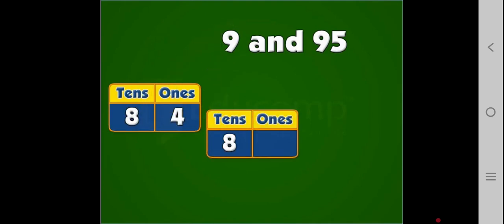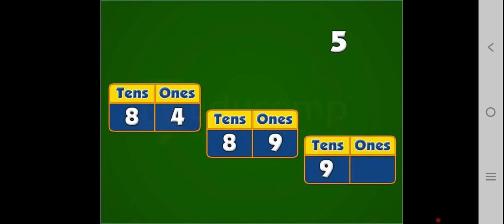Now let's take three other numbers. Let's compare and order the following numbers, 84, 89 and 95. Let's first break down the numbers like we have been doing so far. So 84 becomes 8 tens and 4 ones. 89 becomes 8 tens and 9 ones. And 95 becomes 9 tens and 5 ones.